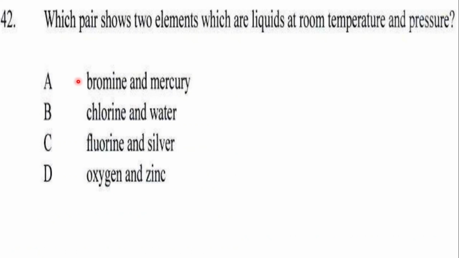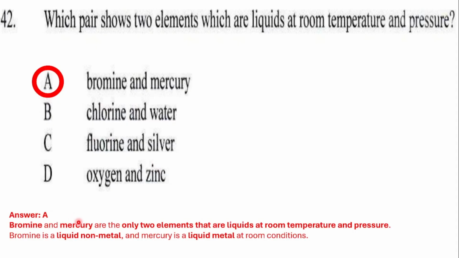Let's move on to question number 42, and it says, which pair shows two elements which are liquids at room temperature and pressure? Is it bromine and mercury, chlorine and water, fluorine and silver, or oxygen and zinc? Well, the correct answer is definitely going to be A, bromine and mercury, because bromine and mercury are the only two elements that are liquids at room temperature and pressure. Bromine is a liquid nonmetal, and mercury is a liquid metal at room conditions.